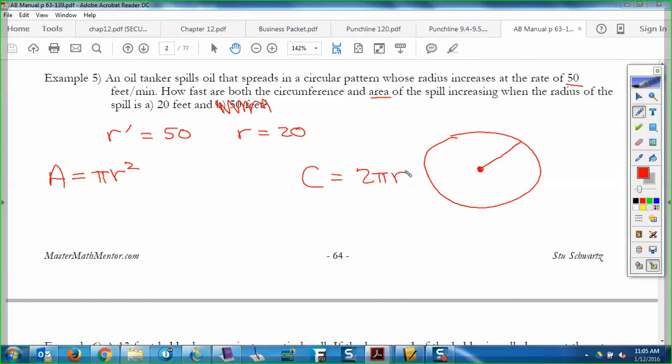I just realized I forgot something. I told you I didn't talk about this. Come back to that later. Okay, anyway, let's keep going. 2 pi r is the circumference. Okay? Now what?